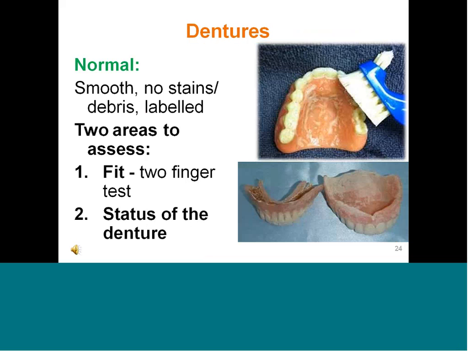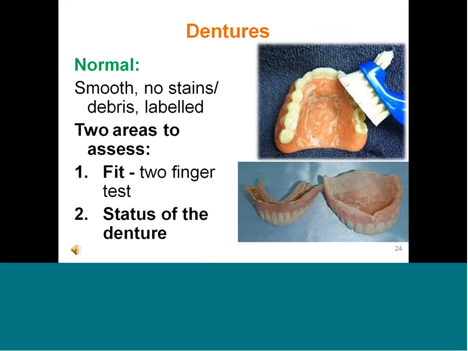The denture should be clearly labeled. You want to check the edges of the denture for rough areas. The edges should actually be very smooth to the finger. There should be no areas of worn acrylic, and there should be no chipped or broken teeth.